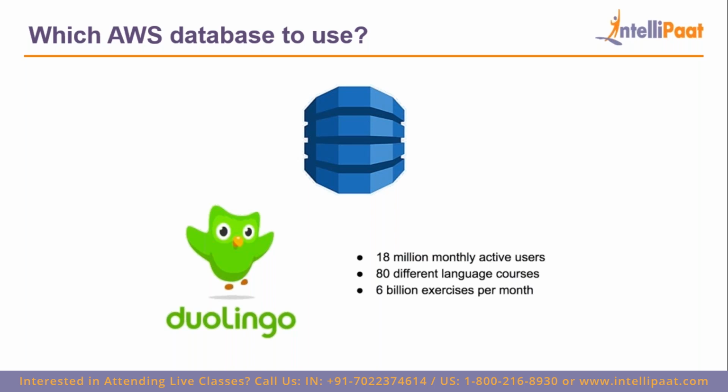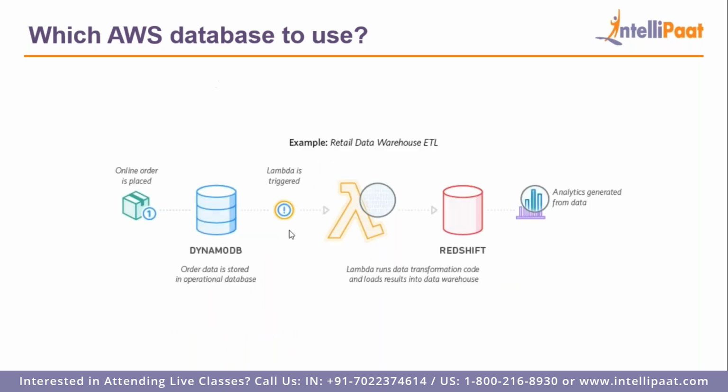So you can imagine the amount of data Duolingo needs, because they provide courses in 80 different languages and they have 18 million different users. That data has to go to every single one of those users. So for that, they have used DynamoDB so that they can retrieve data faster than traditional databases. And DynamoDB is a key-value database, where you can store data in JSON format. So this is one of the examples for that.